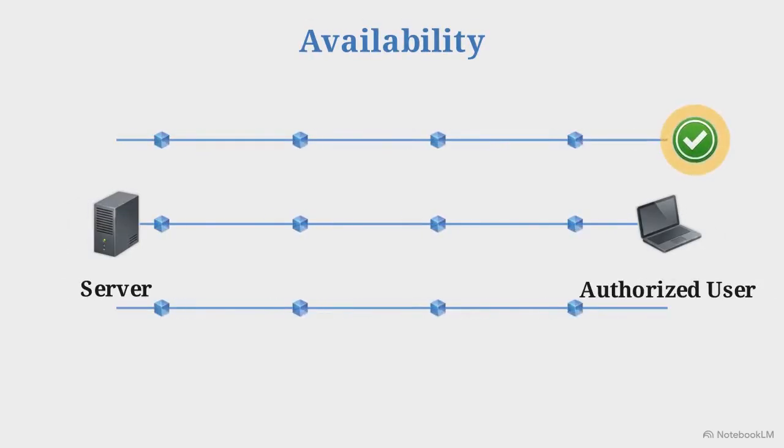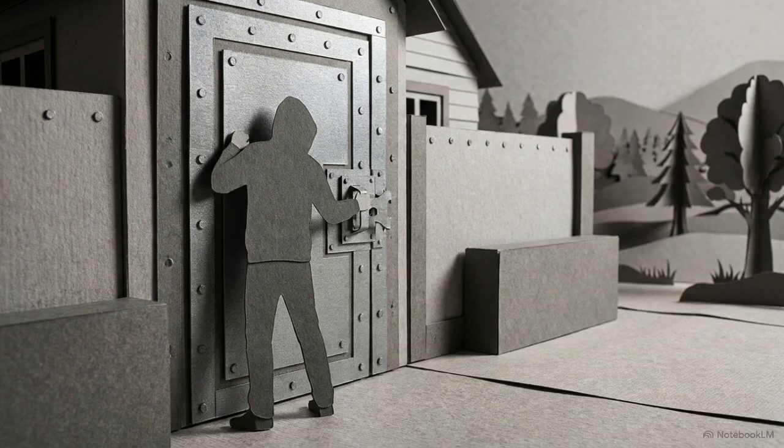Availability is the pillar of access. It means you can actually use your systems when you need them. Even a perfectly secure house is a failure if the front door is jammed shut and you can't get inside.